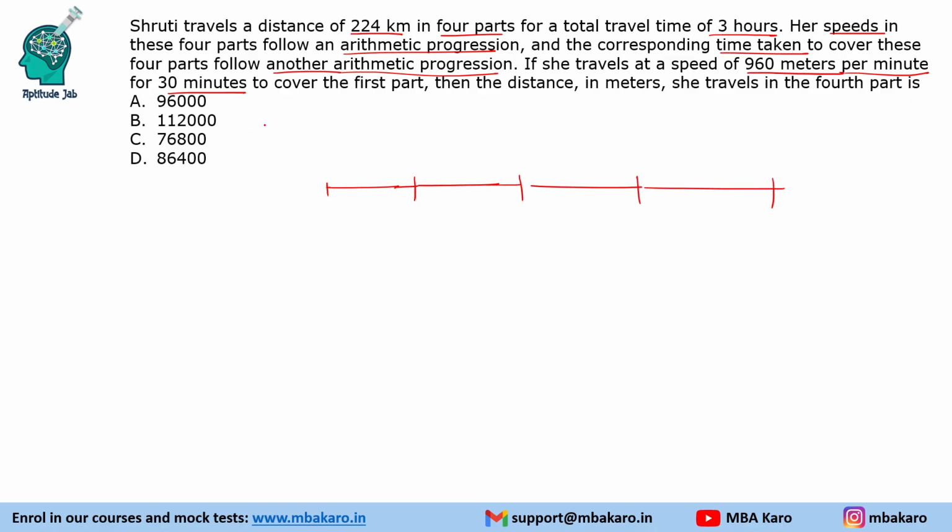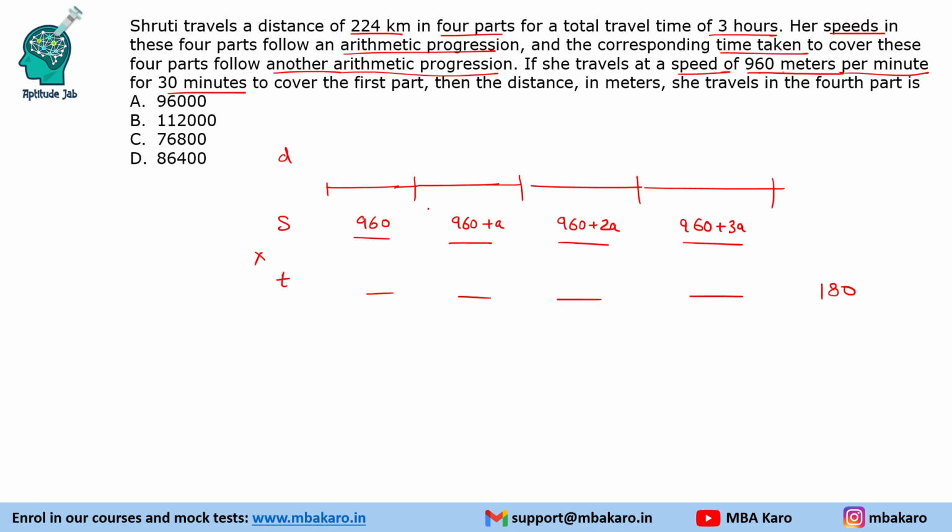Now we know that distance is the product of speed into time, right? So we have to multiply speed and time to get the distance. Now we are given that these are in arithmetic progressions. This is an AP. Time is also an AP. And the total time is 3 hours, so total time is 180 minutes. Now, speed is following an arithmetic progression, and the speed in the first part is 960 meter per minute. So let us put 960, 960 plus A, 960 plus 2A, 960 plus 3A.